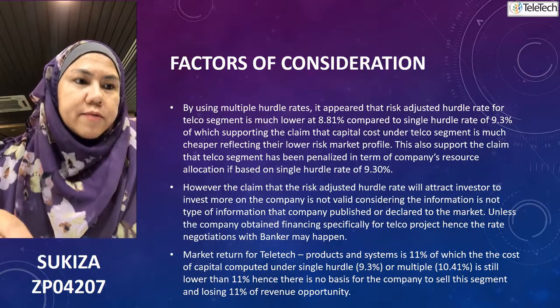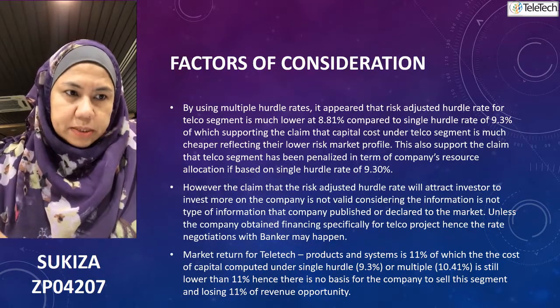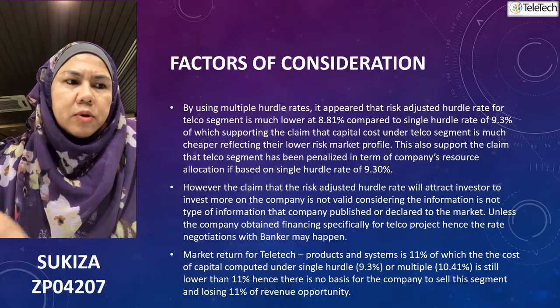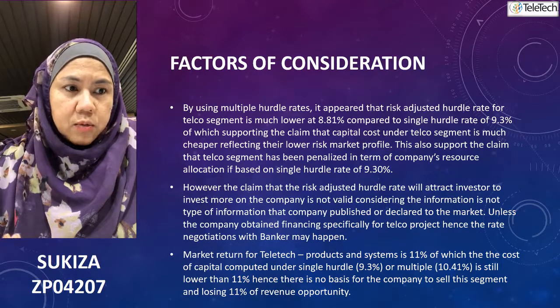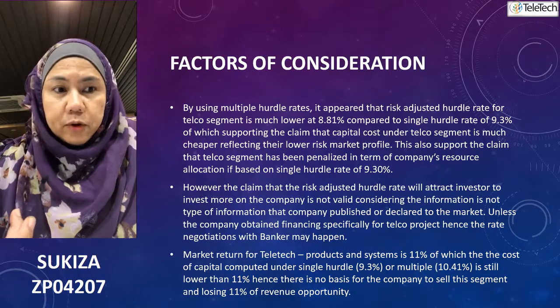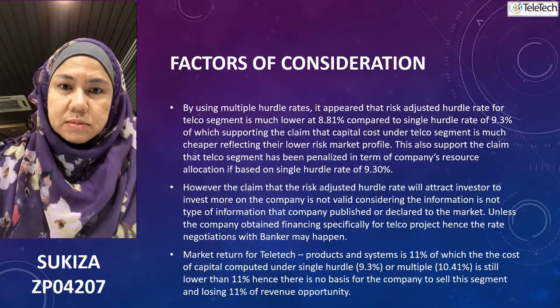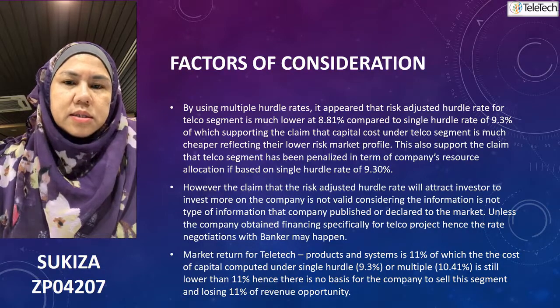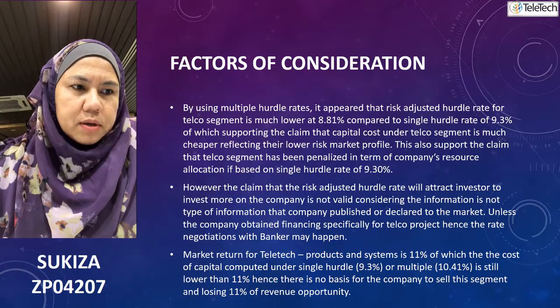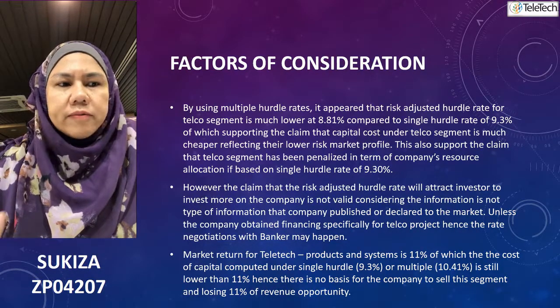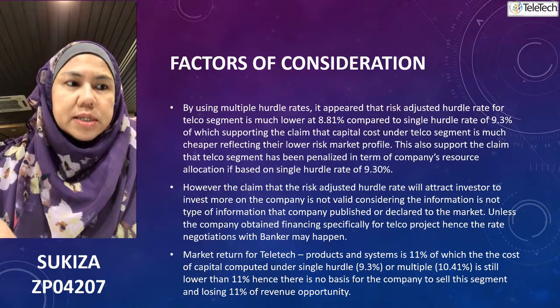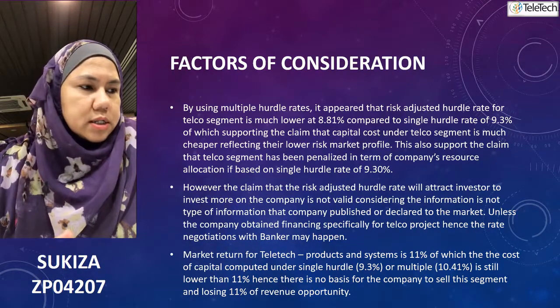The market return for product and system is 11%, whereas the cost of capital computed under the single rate is 9.3, and under multiple it is 10.41. As such, the basis to sell the product and system segment is not supported, because the company might lose a return of 11% if, let's say, they decided to sell product and system.